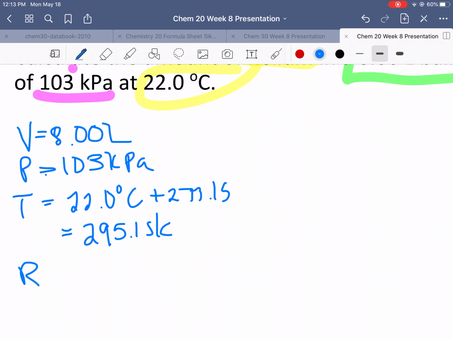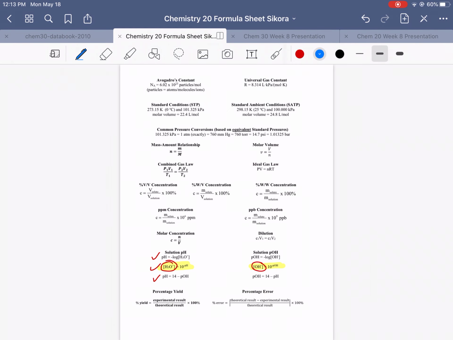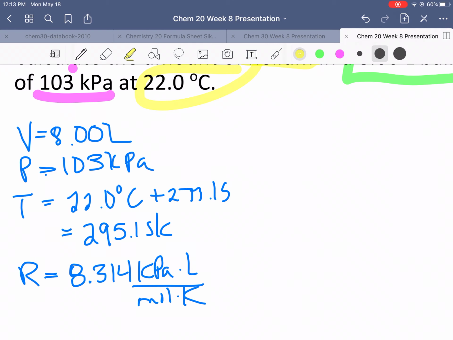R is the universal gas constant. It's on your data sheet. You do not have to memorize it. Kilopascals times liters per mole times Kelvin. Going back to your data sheet, guys, if you go back over here and look, there's huge hints, right? This is your hint as to what to add, the 273.15. This is where the universal gas constant is, R. They're on your sheet. Just know where to find them.